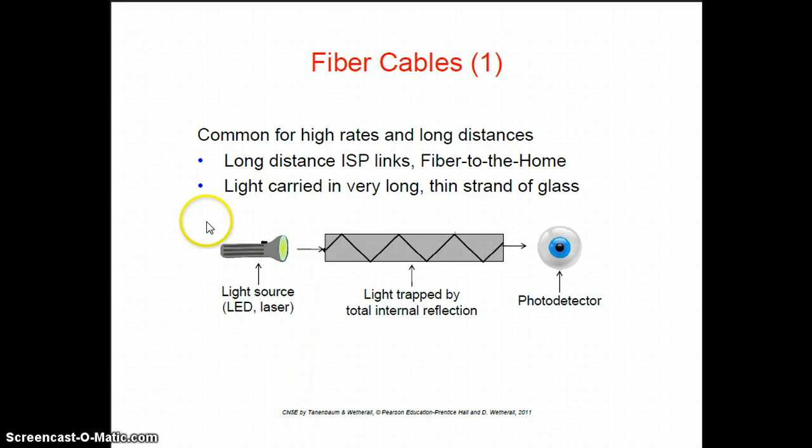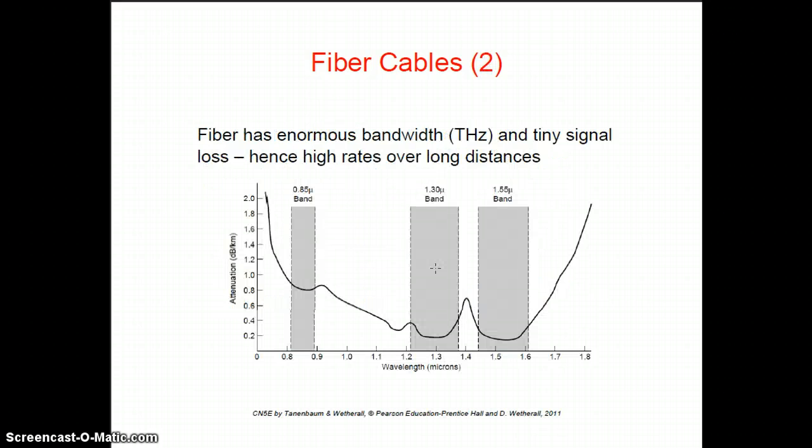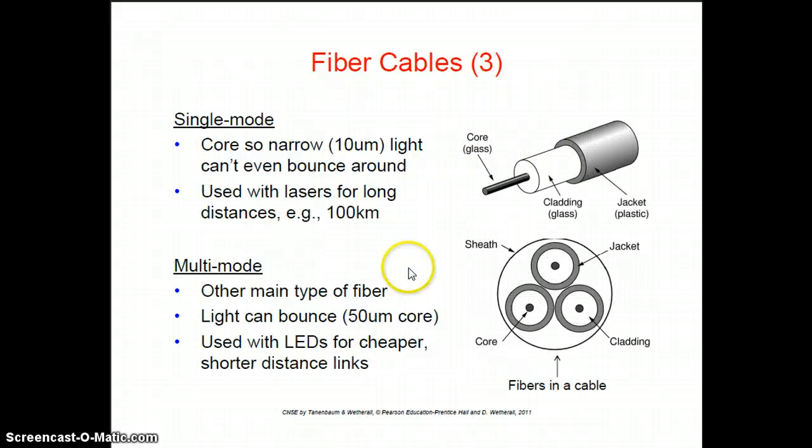Then you have here the source of the light and the photo detector, and this is the fiber transmitter. If we go with the fiber here, then we have what we call single mode fiber and multi-mode fiber. The single mode fiber is used for long distance communication with a very narrow core, which is 10 micrometer, and the multi-mode fiber is the other type of fiber, which has a 50 micrometer core.